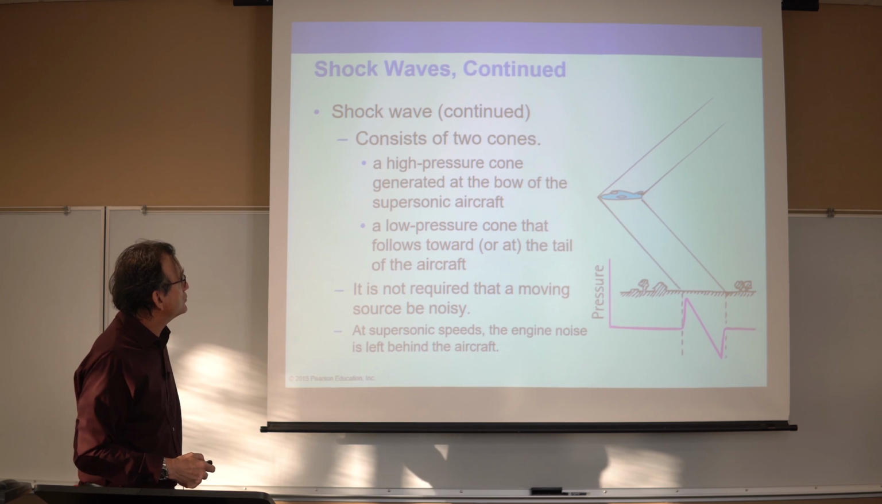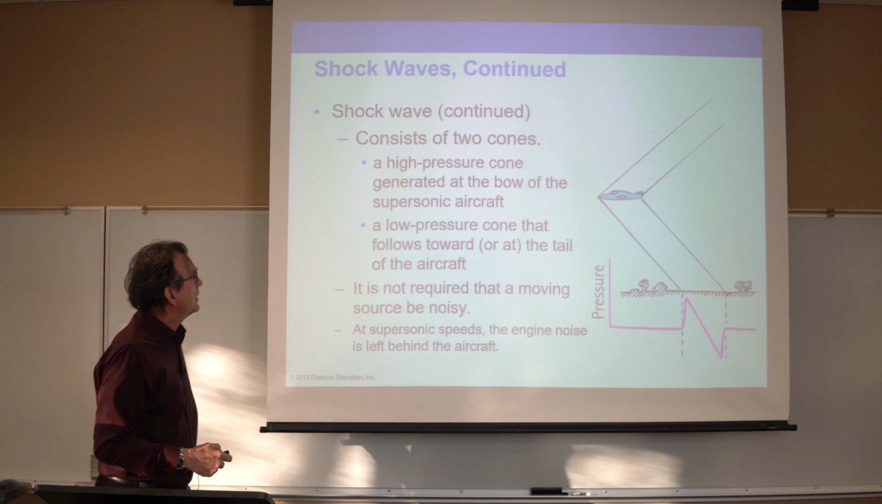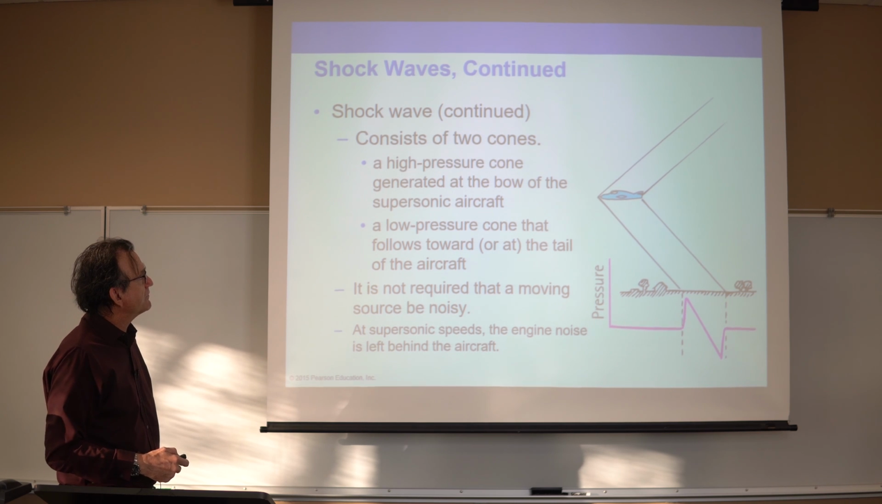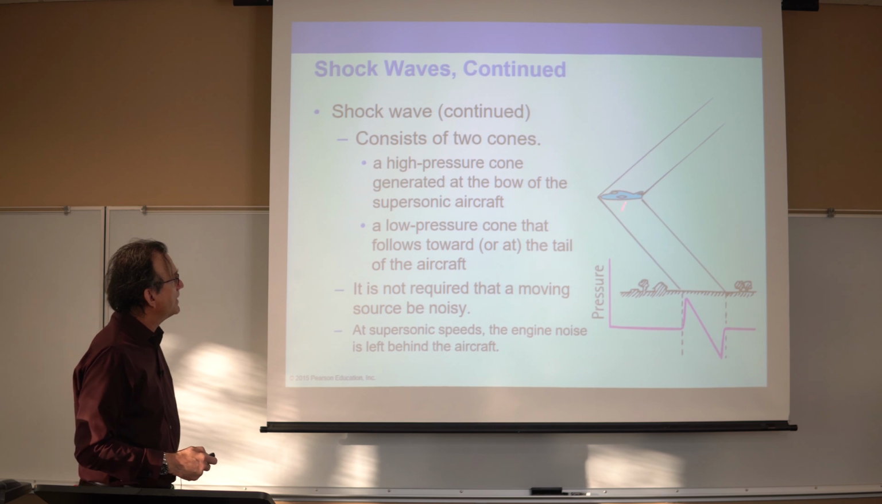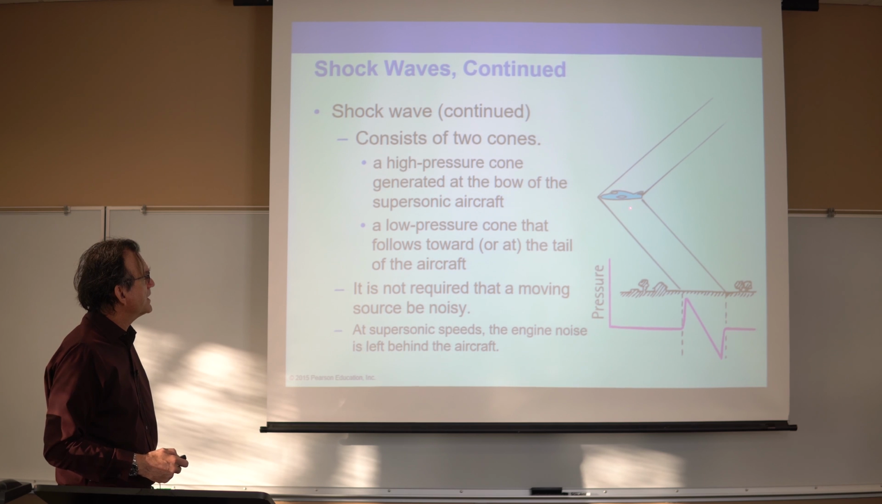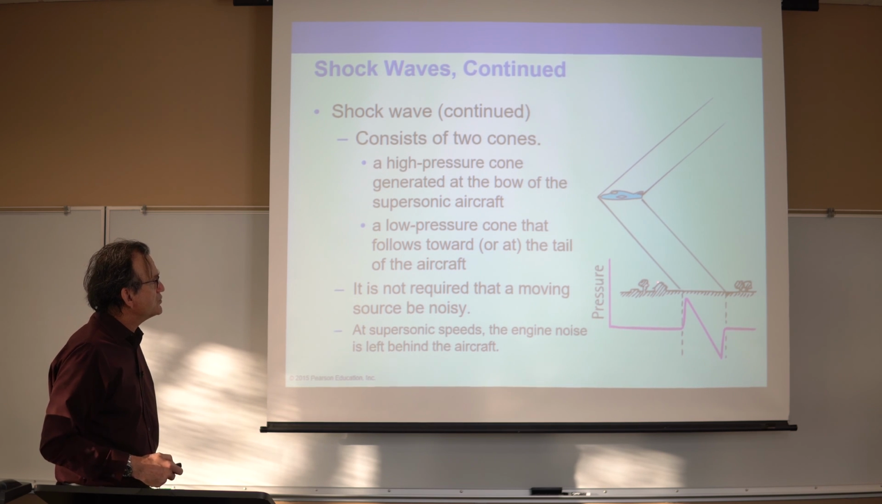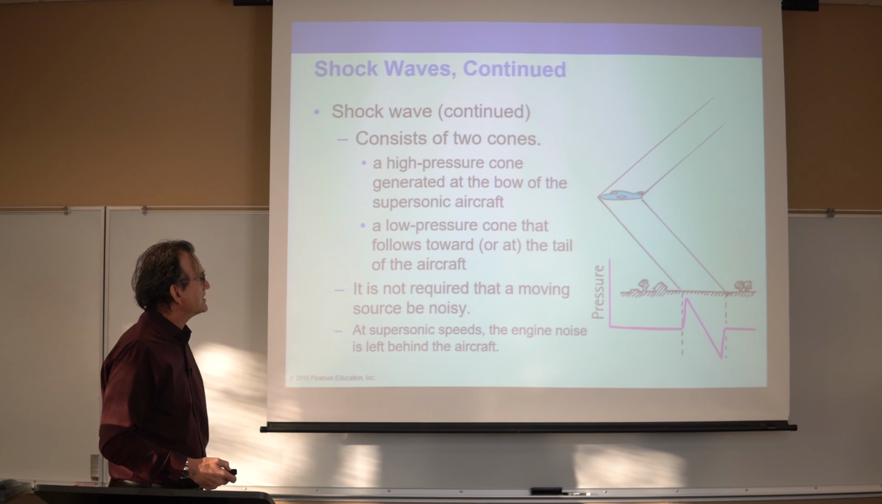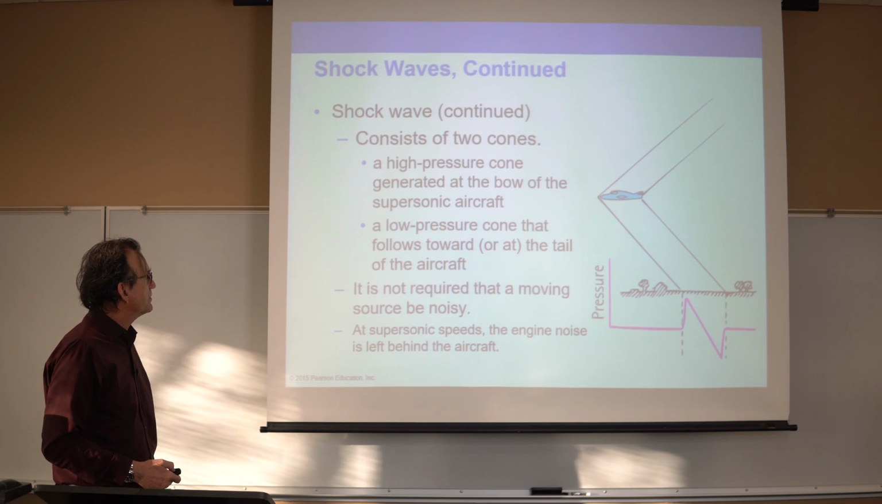And this basically shows us that there are actually two cones of pressure that are different from the atmosphere. One is the high pressure cone generated at the bow, and that's the one we've been talking about. But there's also a low pressure cone that follows at the tail of the aircraft. And it's this abrupt change in pressure that causes this loud sound in our ear, something that's very noisy.